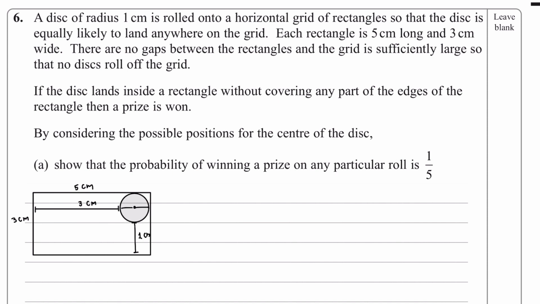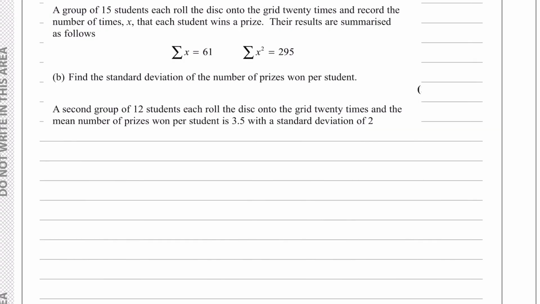And you can see that if we have this space left in the grid, if your disc has landed in this grid, the probability of winning the prize is the area of 3 times 1 divided by the area of the whole rectangle, which is 5 times 3. That's the probability of winning the prize. The answer will be 1/5.